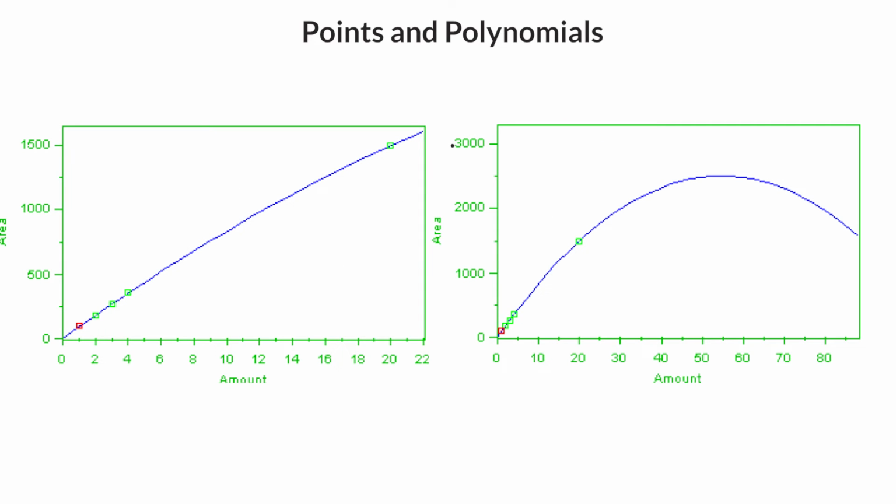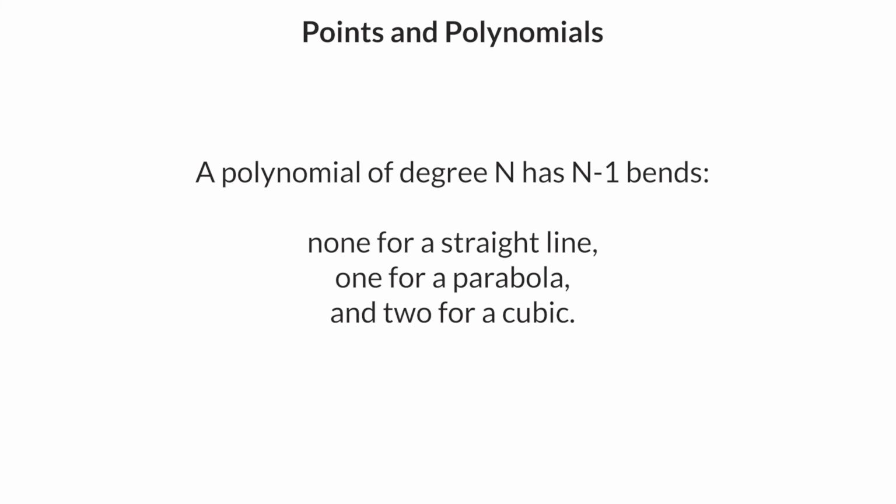Polynomials are useful as calibration curves because they have bends that may match the nonlinearity of the detector. A polynomial of degree n has n-1 bends. None for a straight line, 1 for a parabola, and 2 for a cubic. These bends are also the source of certain complications that will be discussed below.